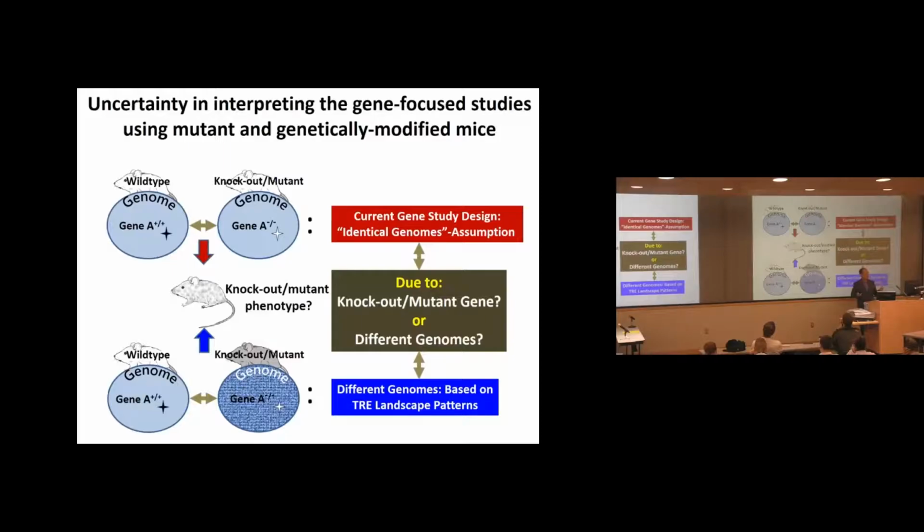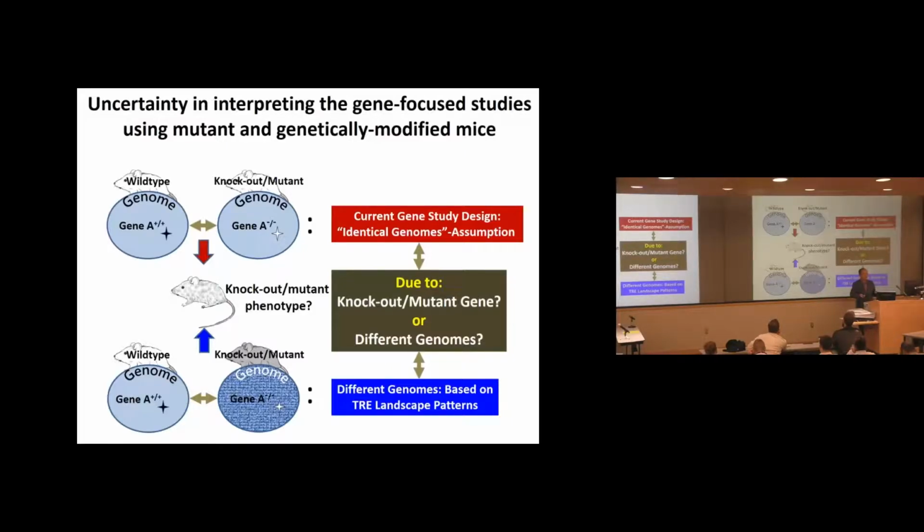So in many mutant and genetically modified mouse studies, we see the phenotype of knockout or mutant. Currently, on the top, what they assume is that current gene study designs are based on an identical genomes assumption. Except for the target locus, the rest are identical. That's why they are claimed as co-isogenic.